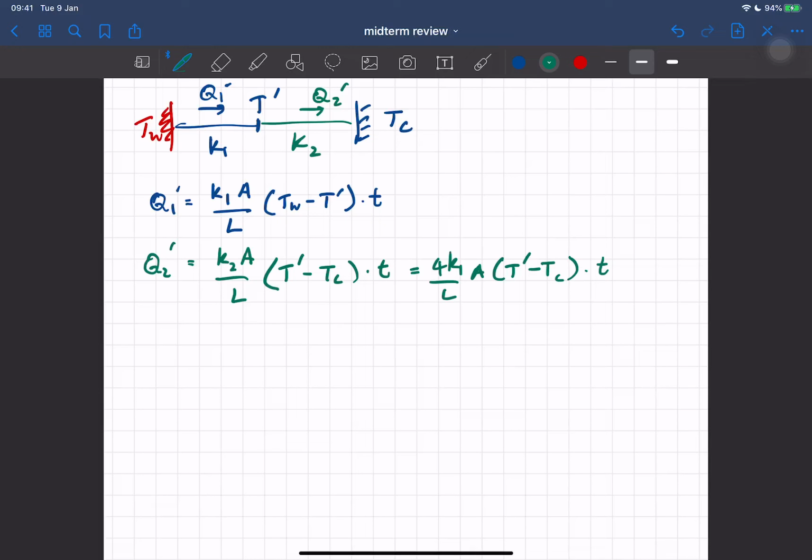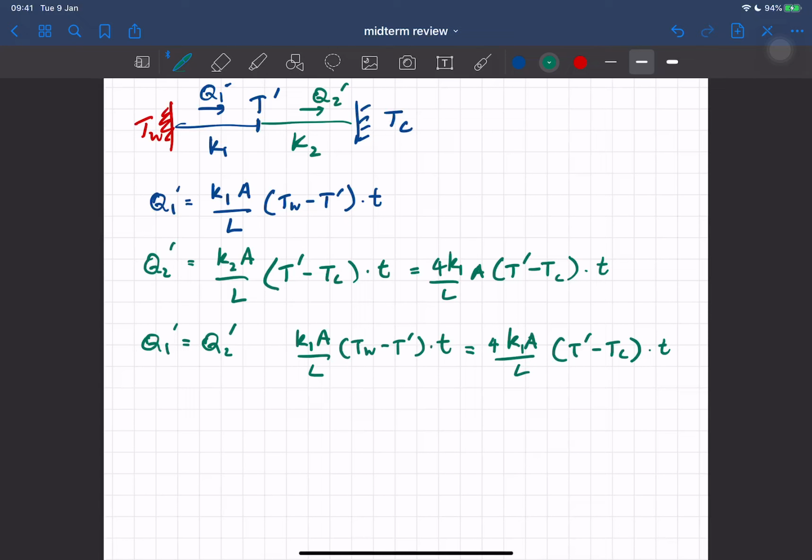So how do we solve for T prime? T prime can be solved by, again, using the fact that Q1 prime and Q2 prime are the same. Because how much heat flows through the first rod must be flowing through the second rod. Okay, so Q1 prime must be equal to Q2 prime. So we need to equate this one and that one. So what do we have here? We have K1A over L times TW minus T prime times time equal to this term here, which is 4K1A over L times T prime minus TC times time.